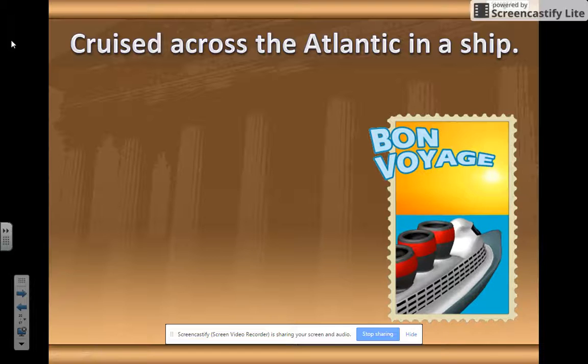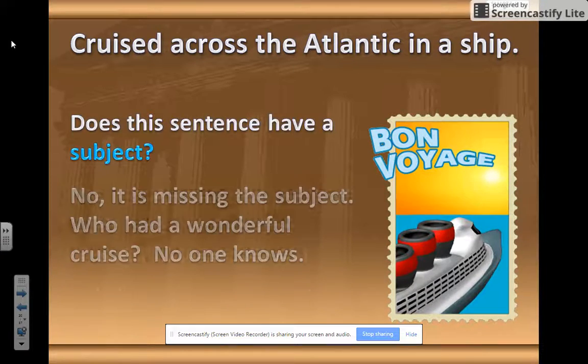So then the trick becomes, how can I fix these sentences? Because that's where we want to go. First of all, we want to be able to recognize that if a sentence is a fragment or run-on, then we want to be able to fix it. So this one here, we need to fix it by adding a subject. It could be anything. We could put Bob cruised across the Atlantic in a ship, and it would work.